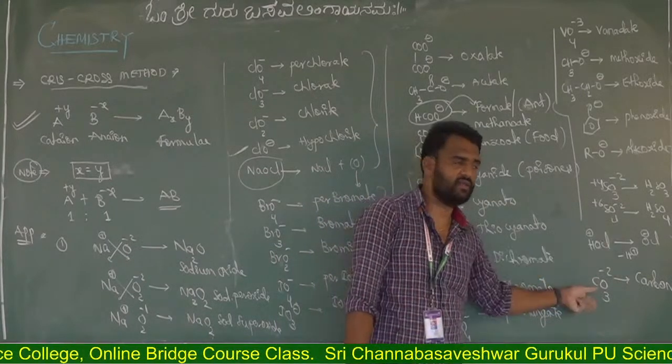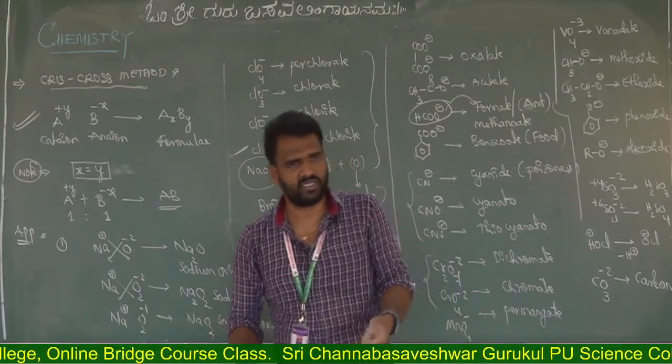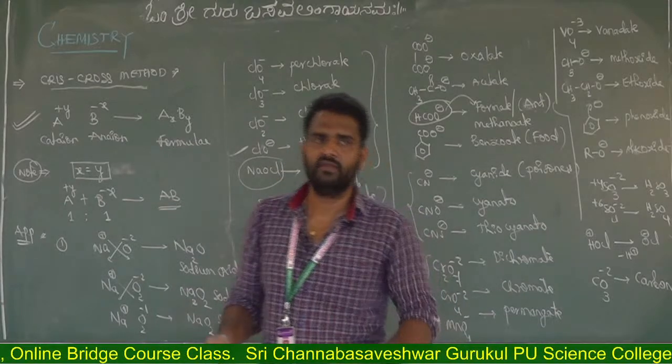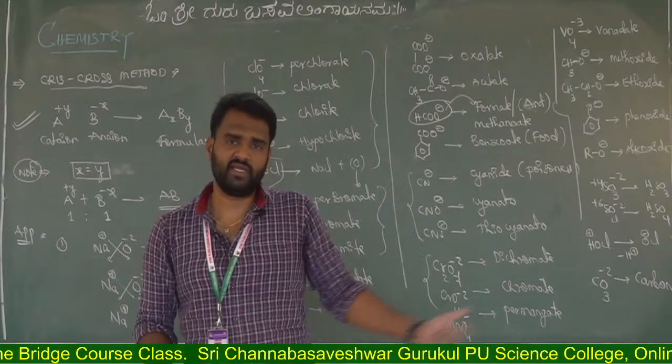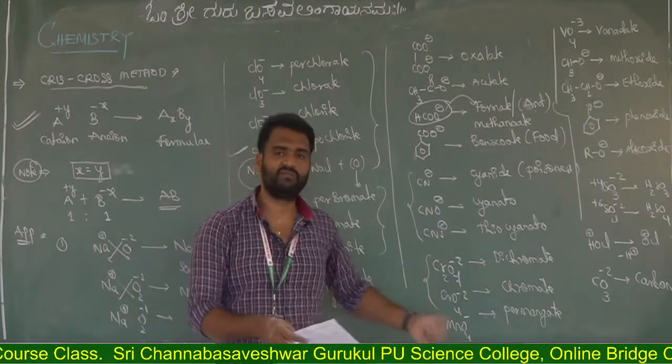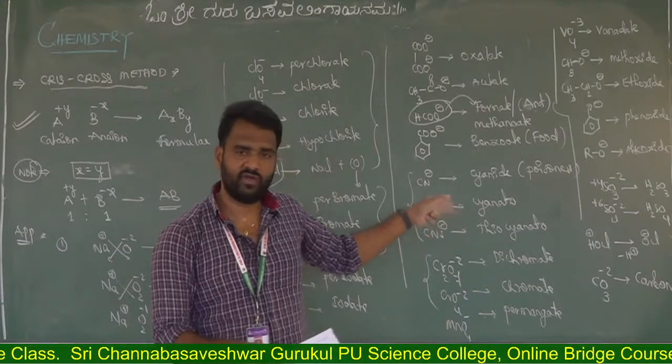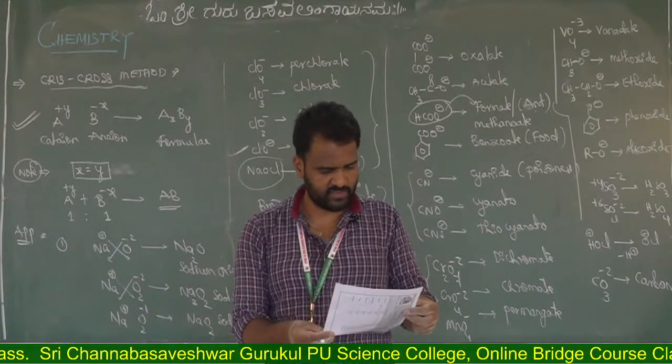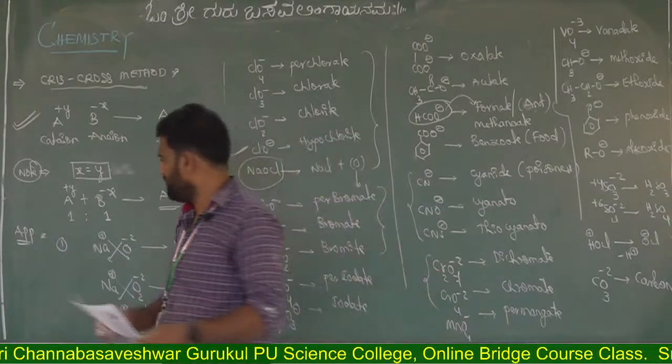With carbonate you get sodium carbonate, potassium carbonate, calcium carbonate. So there are many carbonates. Calcium carbonate is an important one. Limestone is the best example of carbonate. So like this you will have the anions. Now let me continue.